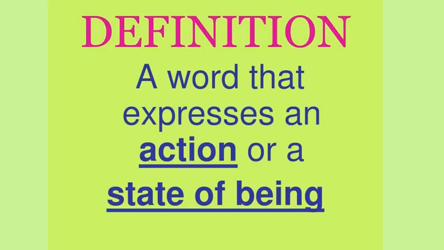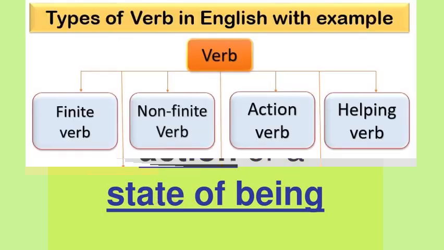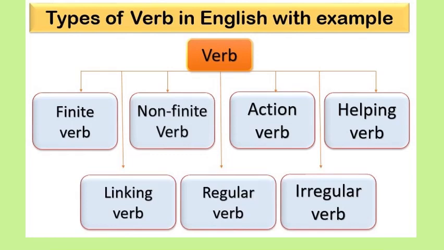Let's see the definition again. What is a verb? A verb is a word that expresses an action or a state of being. A verb has different types, for example, finite verbs, non-finite verbs, action verbs, helping verbs, linking verbs, regular verbs, and irregular verbs.